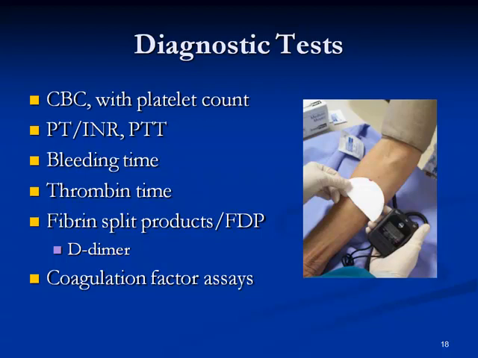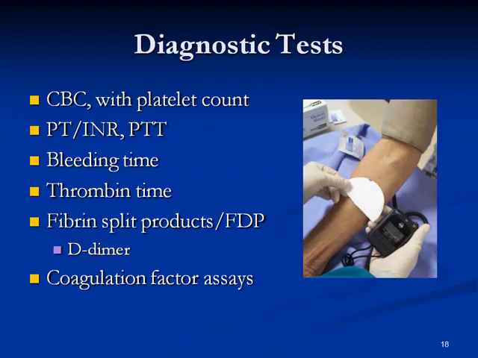Then fibrin split products or fibrin degradation products, FDPs, measured using a D-dimer test. You see that ordered in some cases, and that just lets us know that the patient's having some clotting issue. We check that for patients with pulmonary emboli, any kind of clotting problem, and also with DIC, and we're going to talk about that a little bit.